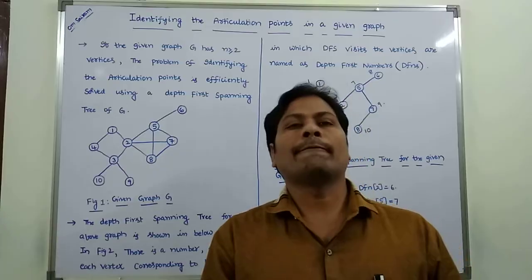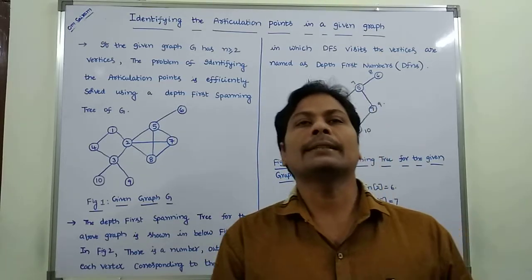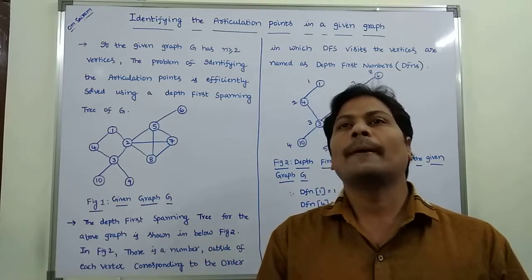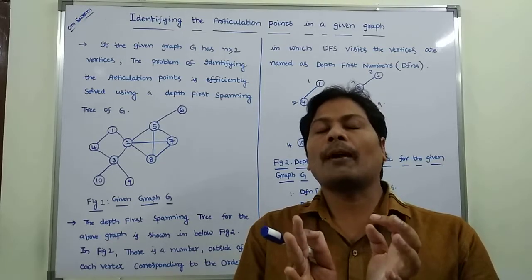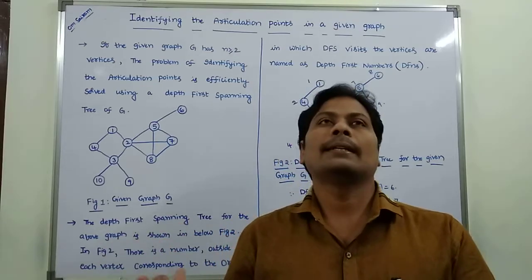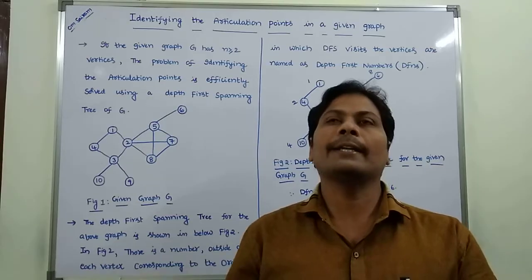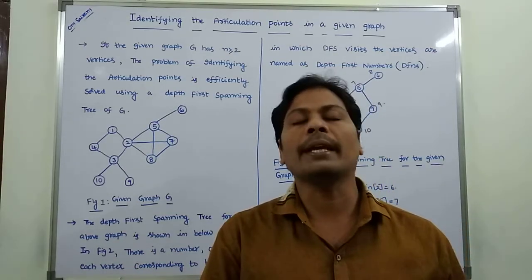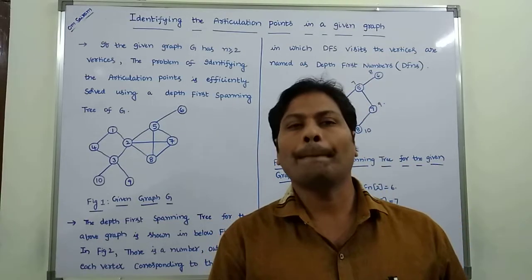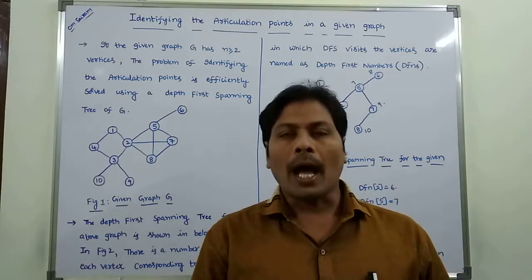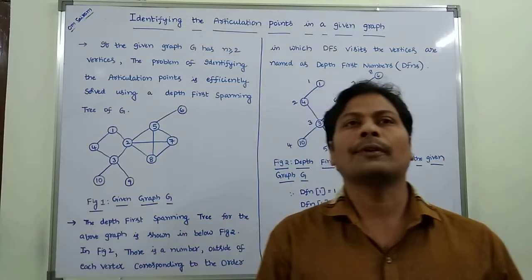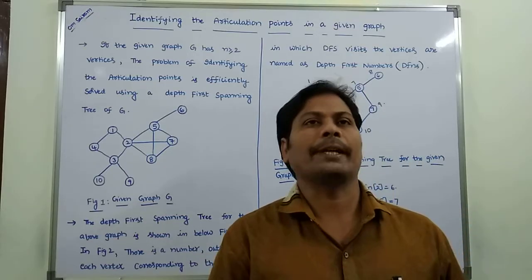An articulation point is a vertex such that by deleting that vertex and all the edges incident on it, the graph is divided into two or more non-empty components. Then that vertex is called an articulation point. Now, how to identify the articulation points in a given graph, we have to discuss in this video.